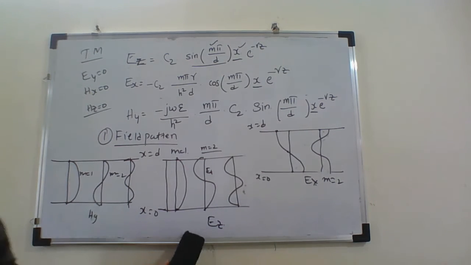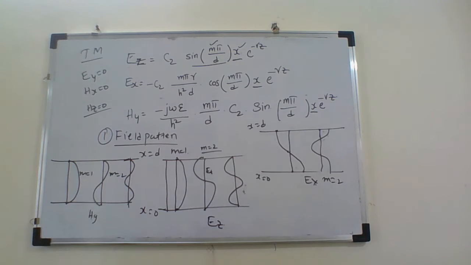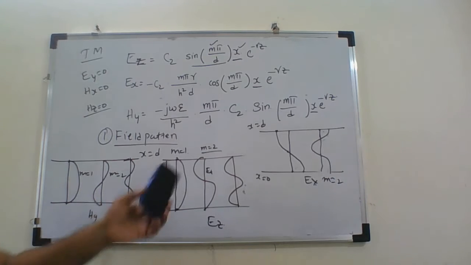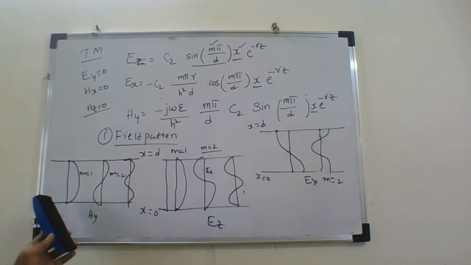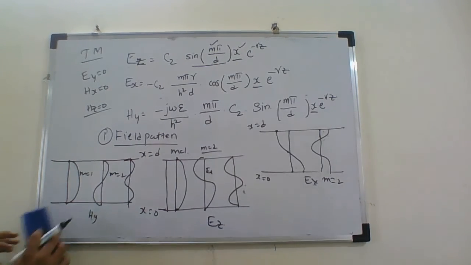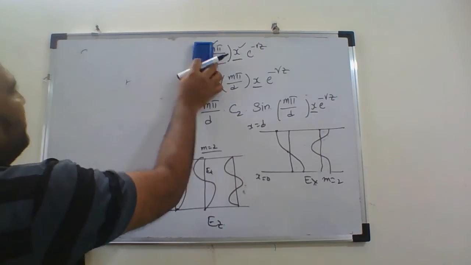This is the variation of Ez, and this is the variation of Ex, with respect to x, which are called the field patterns. I hope this point is clear. These are the field patterns of the various field components inside the waveguide. So we have covered this. This is the first characteristic of the TM wave.